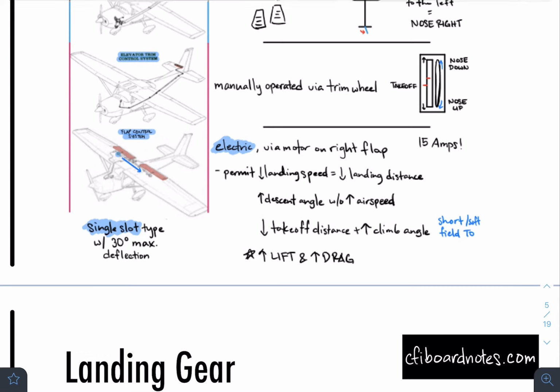And what that allows you to do essentially is that it allows you to lower your landing speed, which is going to essentially lower your landing distance. And especially when we start thinking about short field landings, for example. That's why we like to use flaps.